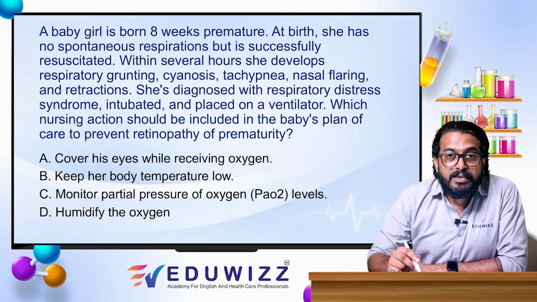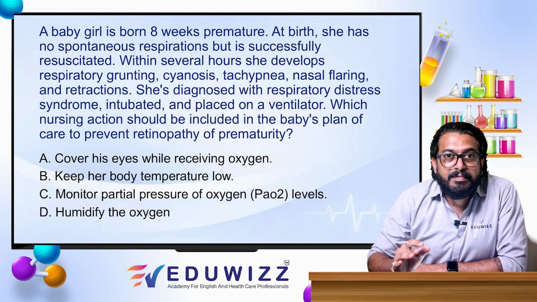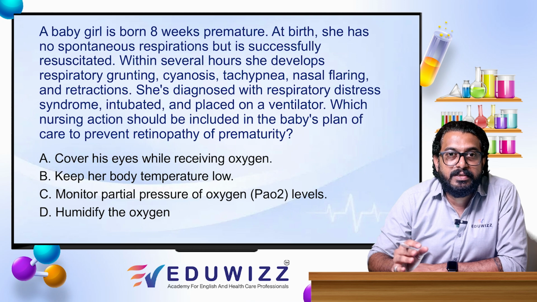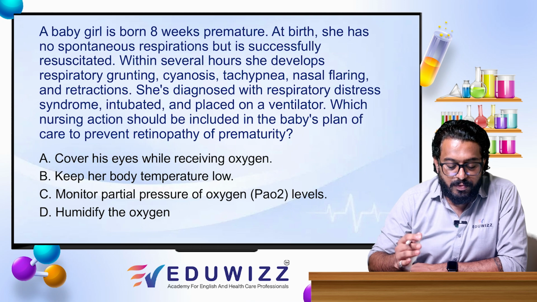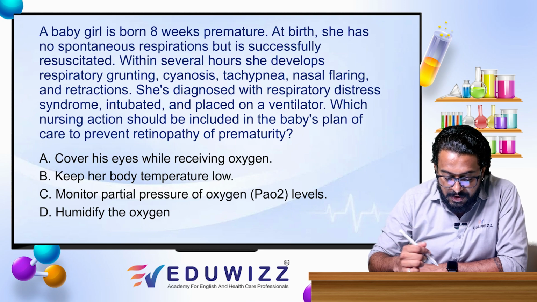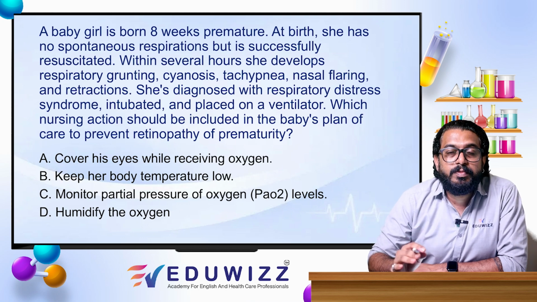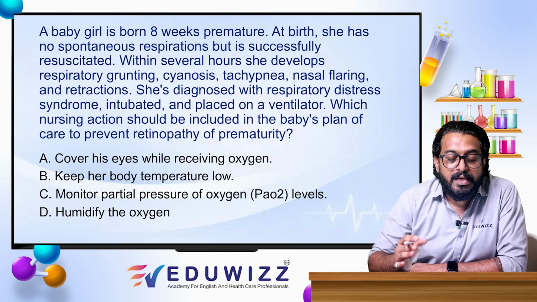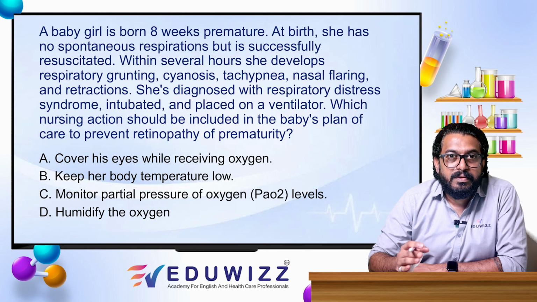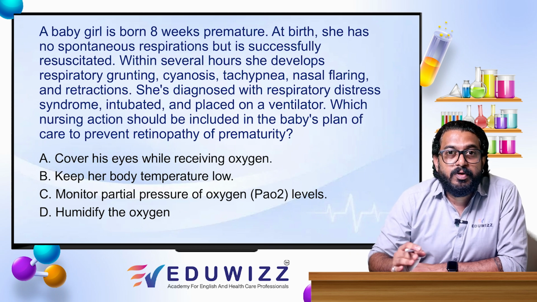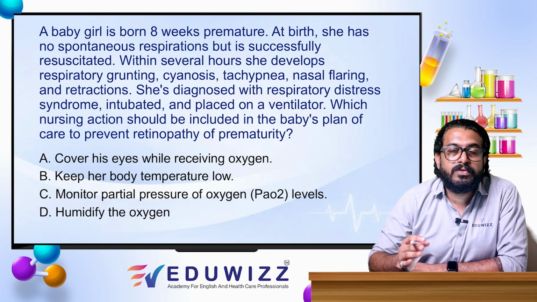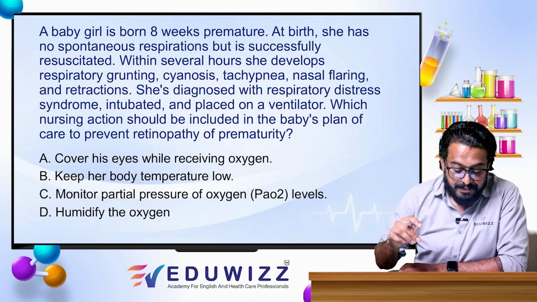So a premature baby is born. She had symptoms like nasal flaring, grunting, retractions, and tachypnea. All these indicate neonatal respiratory distress syndrome, and she is diagnosed with respiratory distress syndrome and intubated and ventilated. The question is, what nursing action should be performed to prevent the complication known as retinopathy of prematurity or retrolental fibroplasia? So what is retrolental fibroplasia or retinopathy of prematurity? That is important to know. Then only we can answer this question actually.